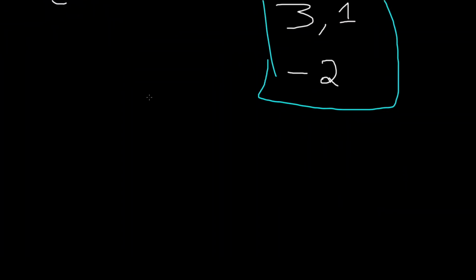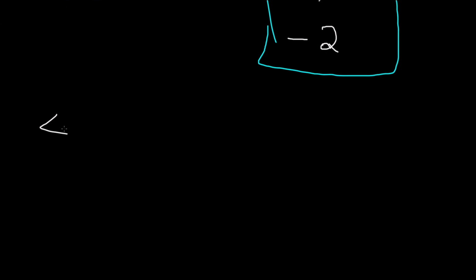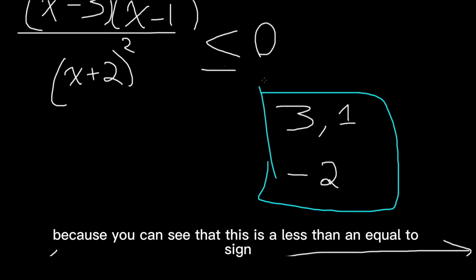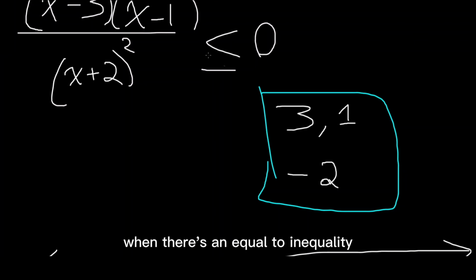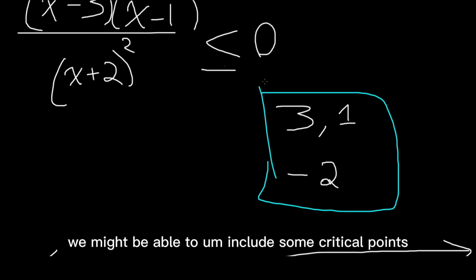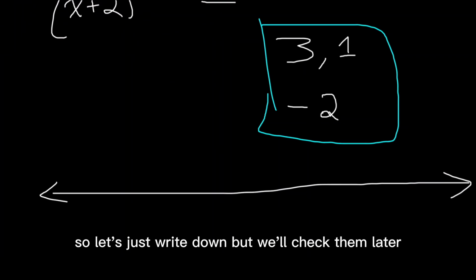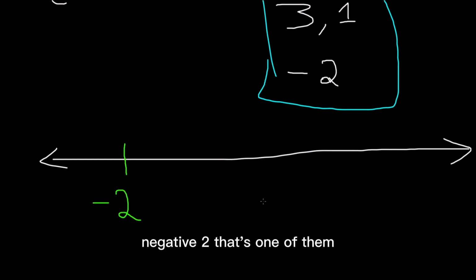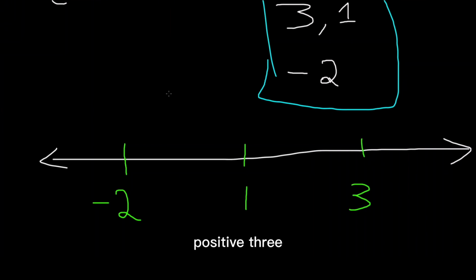Next, we have to create a number line and write down our critical points. But this time it's different because you can see that this is a less than or equal to sign. When there's an equal to inequality, we might be able to include some critical points. So let's just write down, but we'll check them later. Let's just write down negative 2. That's one of them. Positive 1. Positive 3. Those are our critical points.